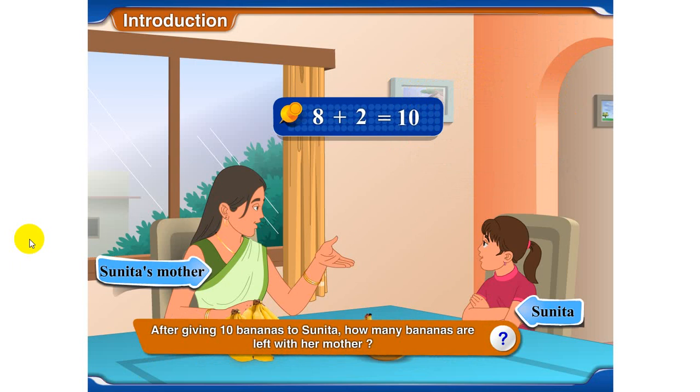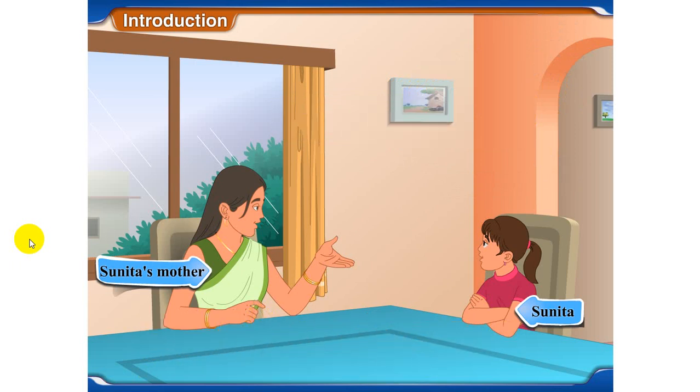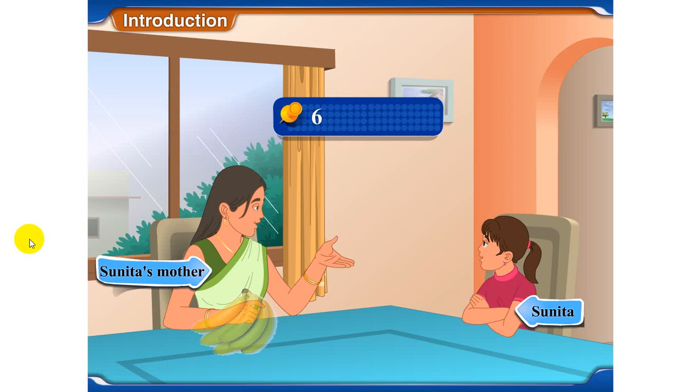After giving 10 bananas to Sunita, how many bananas are left with her mother? She has no banana with her, but has to return 2 to her neighbor. So when she gets some more bananas, say 6, she will return 2 and be left with 4 only.